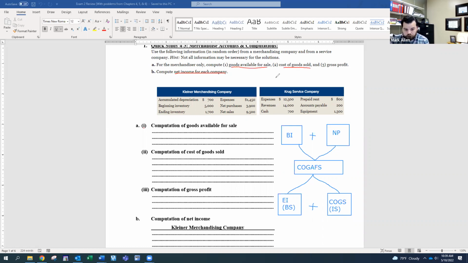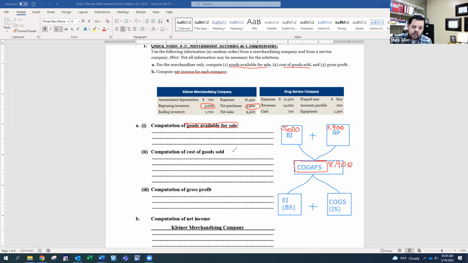They don't have goods available for sale. They don't have inventory. Now, in this case, for my computation of goods available for sale, you say, well, what is that? Oh, that's this box right here. Well, what information do I need for that? My beginning inventory, $5,000. So I'll come in, drop that $5,000 right there. Net purchases, $3,900. Put that right here. And we can see that this is $8,900.